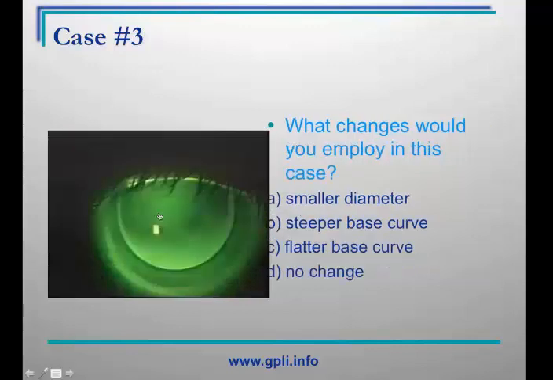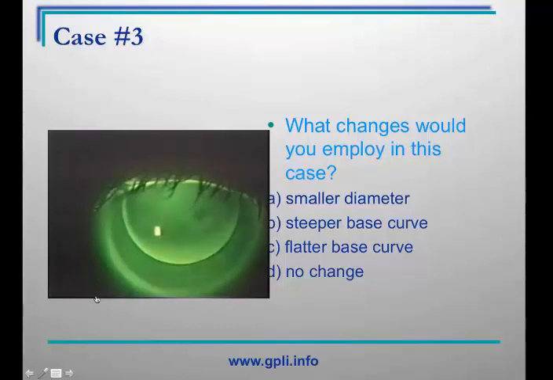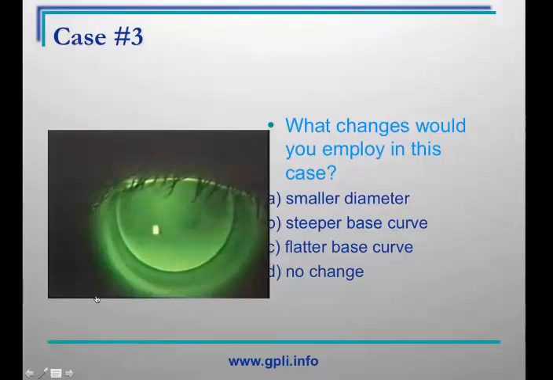Well, what about in this case? Well, actually, this is a good fit. That lens is centered over the pupil fairly well. It's not moving very much. You'd prefer to only have about 1 millimeter of movement. And these designs, the way they are on the back surface, oftentimes you do achieve that. So the correct answer would be D, no change.